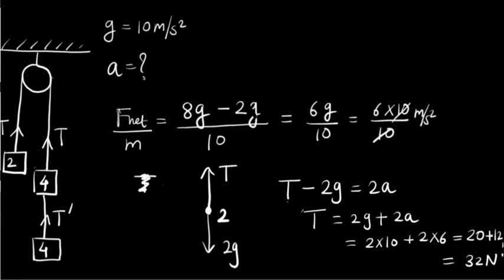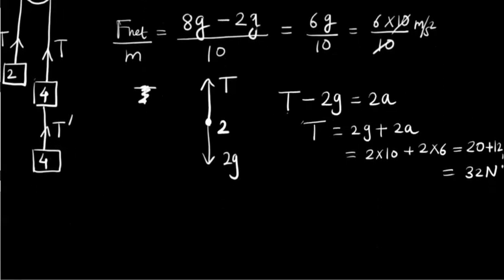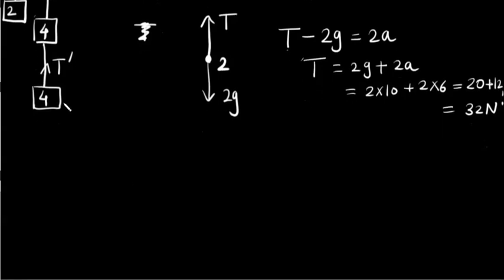What about T dash? To find T dash, again we have to draw a free body diagram for the 4 kg block, which is this one. There are two 4 kg blocks, by the way. We will draw the free body diagram for this 4 kg block. Here downward force is 4g and upward force is T dash. There is no other force and this block is going downwards with the acceleration 6 meters per second square.